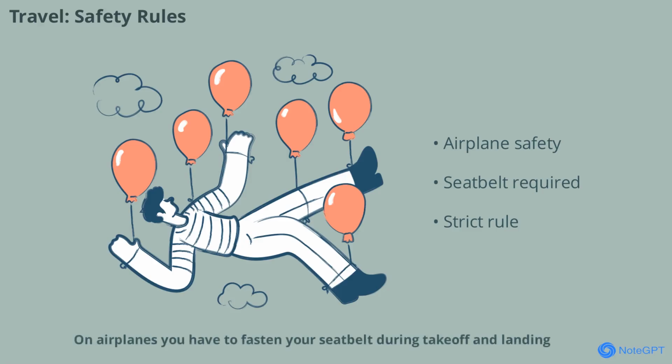On airplanes, you have to fasten your seatbelt during takeoff and landing. This is a safety rule, not a suggestion. The crew will check to make sure everyone follows it. Using have to here shows that the rule is serious and must be followed.